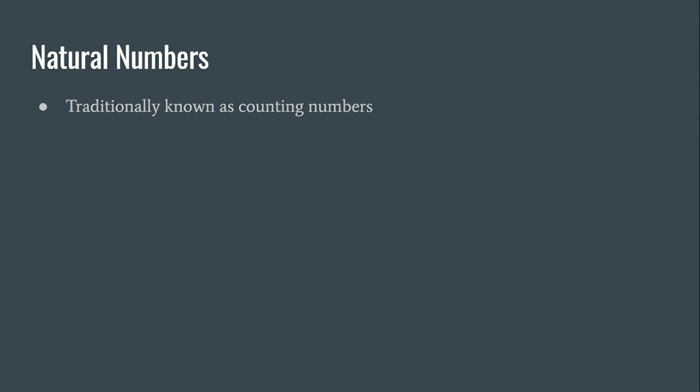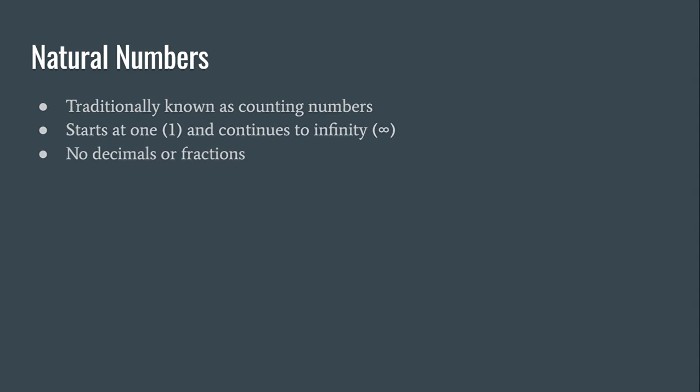Okay, so first up is natural numbers. These are traditionally known as your counting numbers, and they start at 1 and they continue up to positive infinity. It's important to note that natural numbers don't include decimals or fractions. So you go 1, 2, 3, 4, 5, 6, all the way up, as far as you can go until you get tired or you just get bored. Okay, so natural numbers begin at 1. That's important to remember.